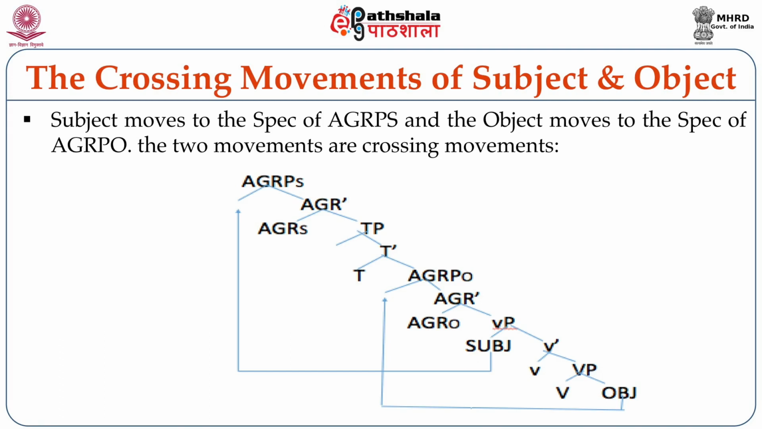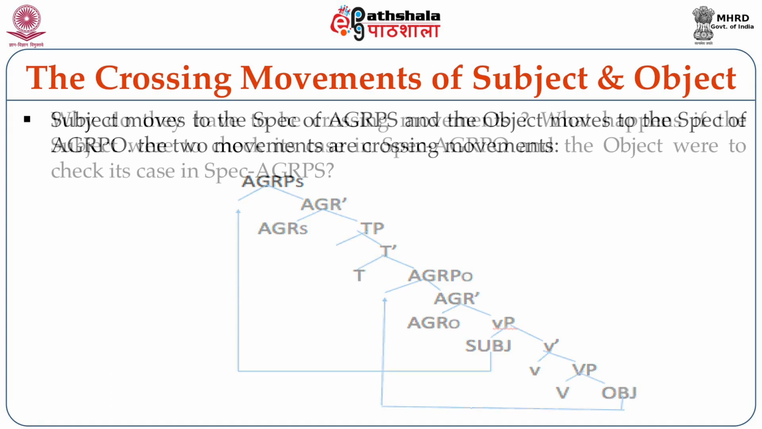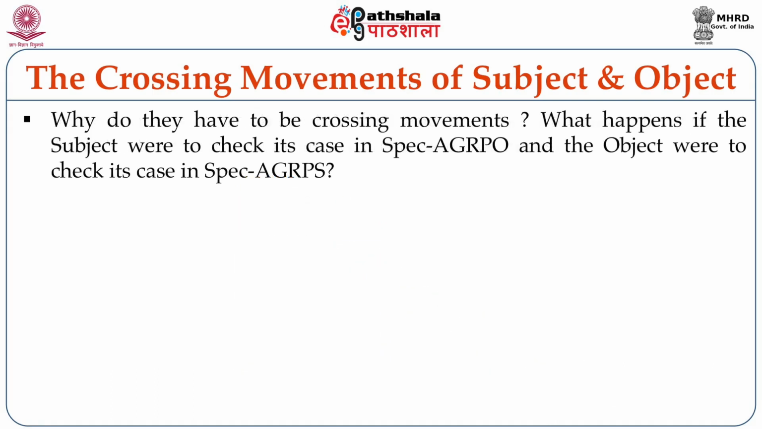Little v selects for big VP, AGRO selects for little VP, T selects for AGROP, and AGRS selects for TP. Your object moves from the complement position of big V to the specifier position of AGRO, and subject moves from specifier position of little vP to the specifier position of AGRSP. As you can see, these two movements cross each other. Why do they have to be crossing movements?